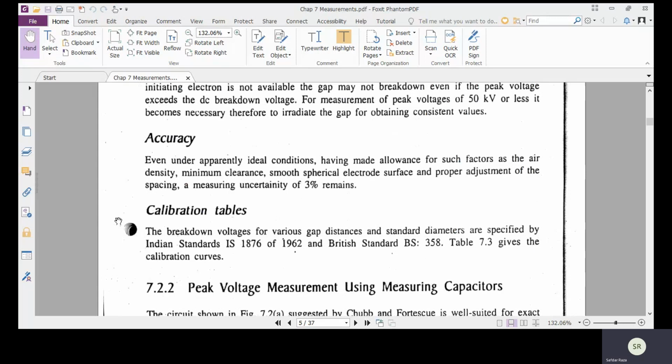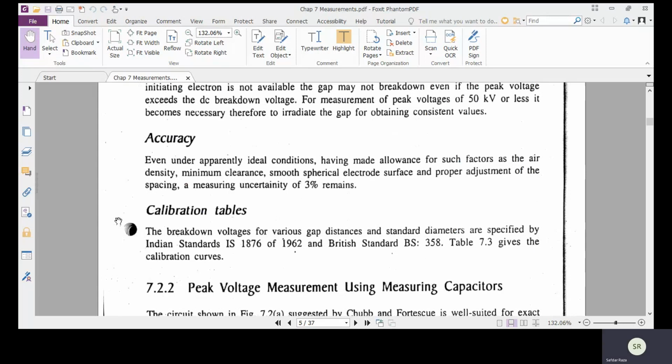There are some calibration tables in which various gap distances and standard diameters are given based on the Indian standards and the British standard. There are also some American standards and other things available. So as per the requirement of WAPDA or NTDC, we will use such types of arrangements.